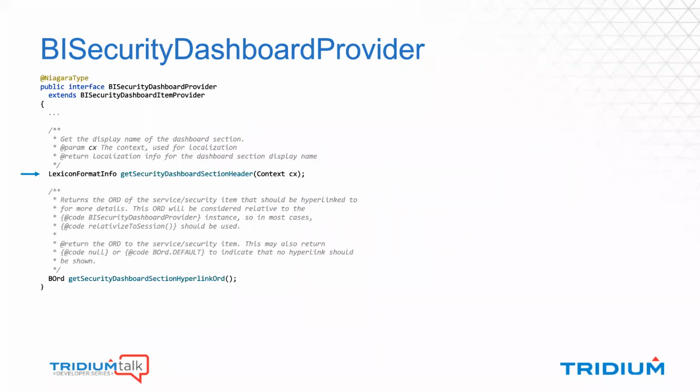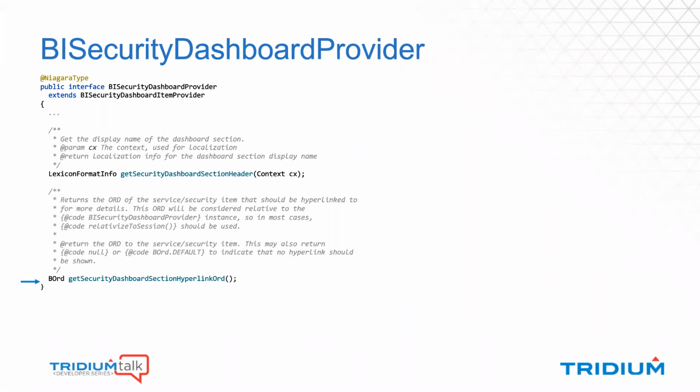And here's the first method, getSecurityDashboardSectionHeader. This returns a LexiconFormatInfo, which is just a lexicon entry and arguments. And it'll be used to generate the title of the card on the dashboard. The second method returns an ORD, and this will be the link on the card. If you want, you can return null or BOrd.DEFAULT if you don't want to link to anything, but usually you'd link back to the component that has the security settings on it.